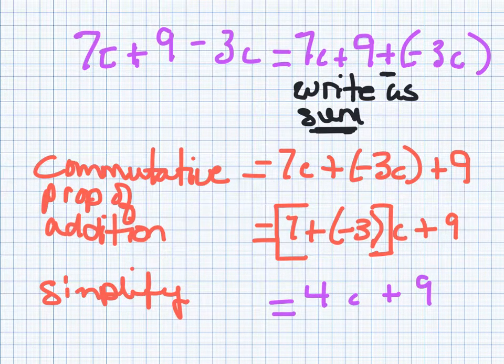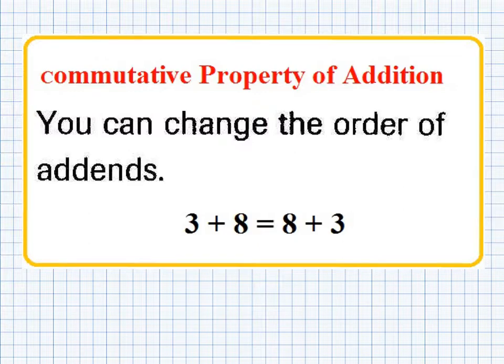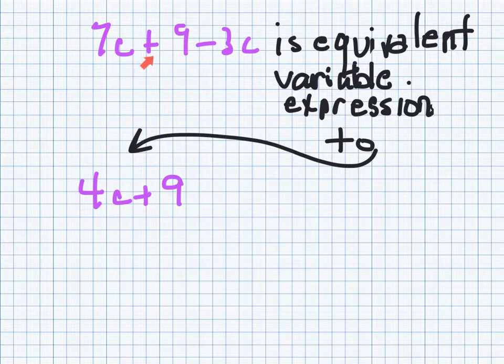And just remember, the coefficient of a term is the number part of a term. It's the 7 here. It's the 3. A term that only has a number is going to be the constant. It doesn't have a variable. Now 7c plus 9 minus 3c is an equivalent variable expression to 4c plus 9. It means the same thing once you've worked it out. They mean the exact same thing.